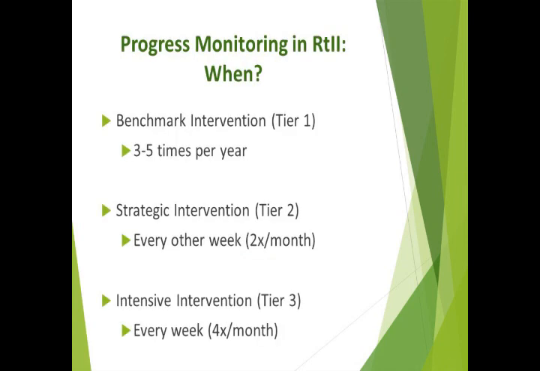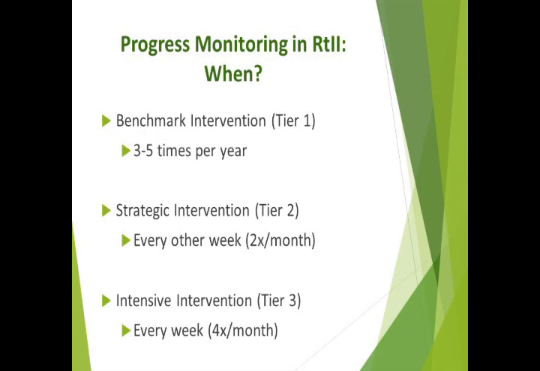So when do we progress monitor? The frequency of progress monitoring is determined by the level of the intervention. For benchmark intervention, Tier 1, progress monitoring is usually conducted 3 times per year, fall, winter, and spring, but some tools such as Foresight can be conducted more frequently.